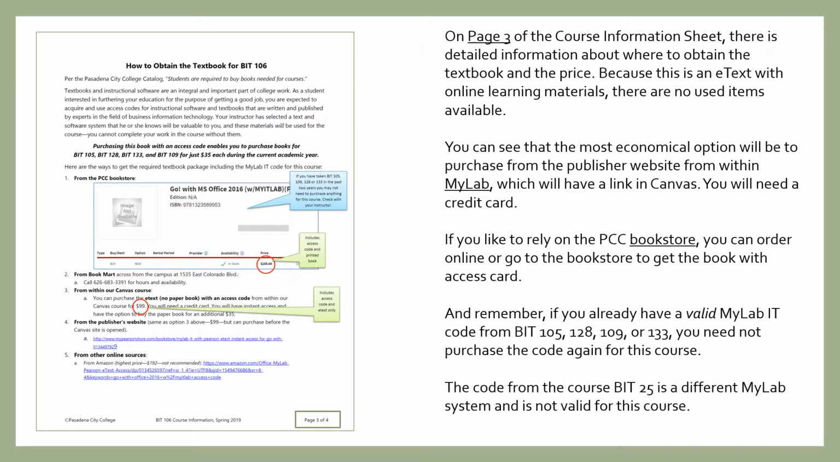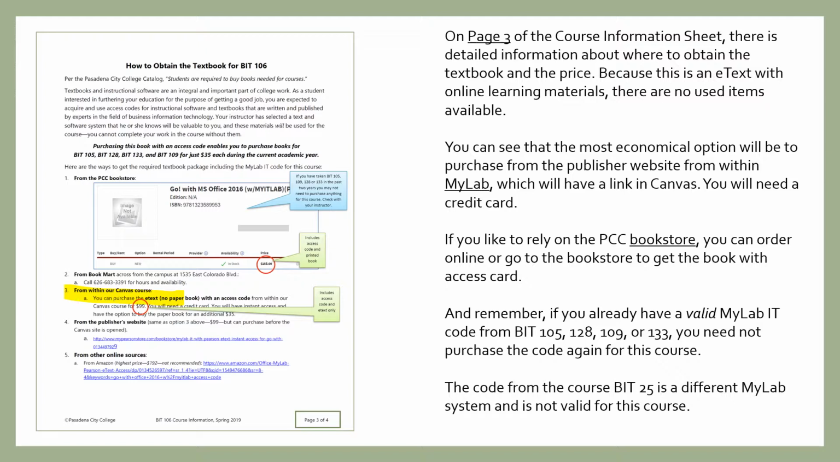On page 3 of the course information sheet, there is detailed information about where to obtain the textbook and the price. Because this is an e-text with online learning materials, there are no used items available. You can see that the most economical option will be to purchase from the publisher website from within MyLab, which will have a link in Canvas.